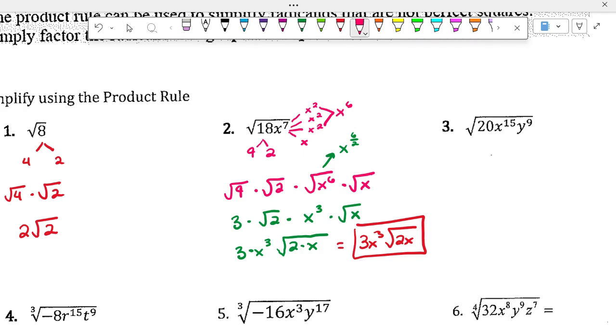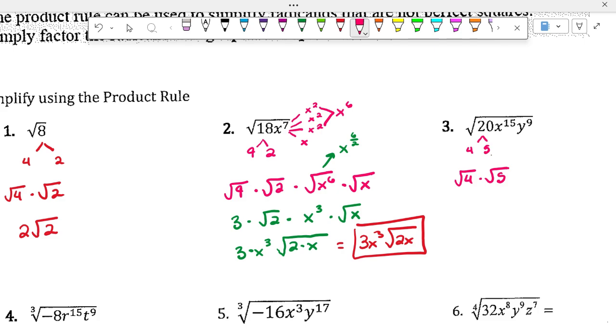20. What's the highest perfect square that can come out of 20? 10's not a perfect square. The highest perfect square that's a factor of 20. 4 and 5. So this can be the square root of 4 times the square root of 5. Now we're looking for groups of 2.